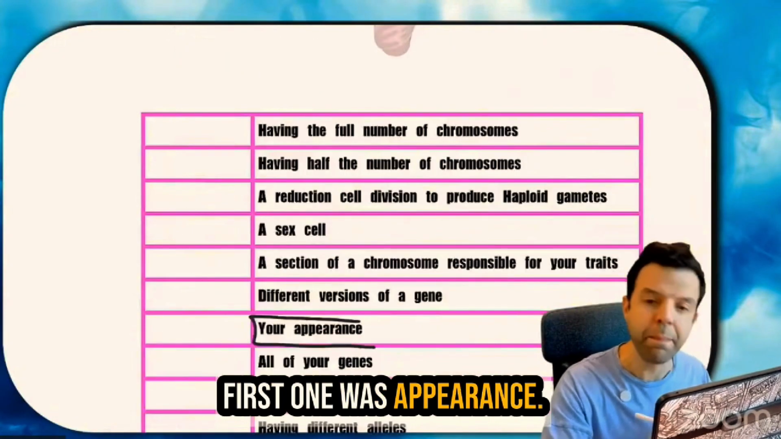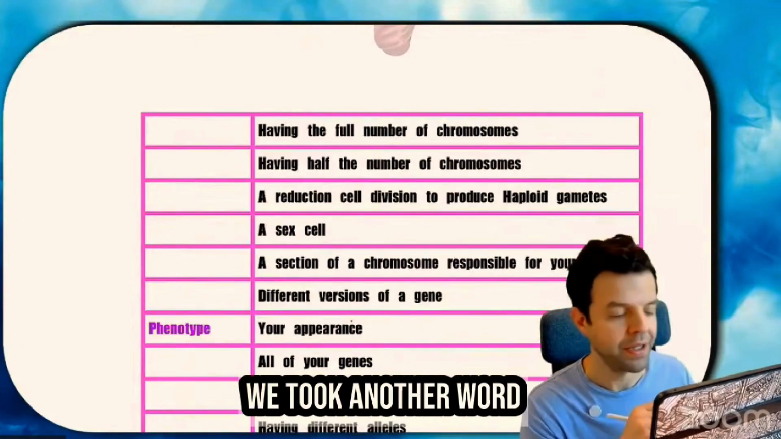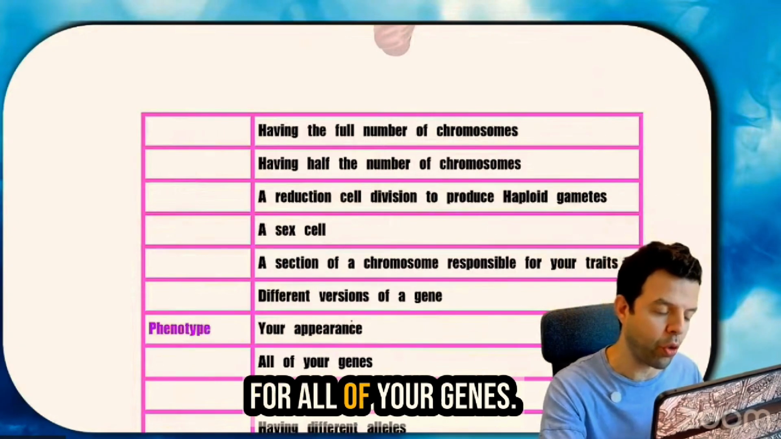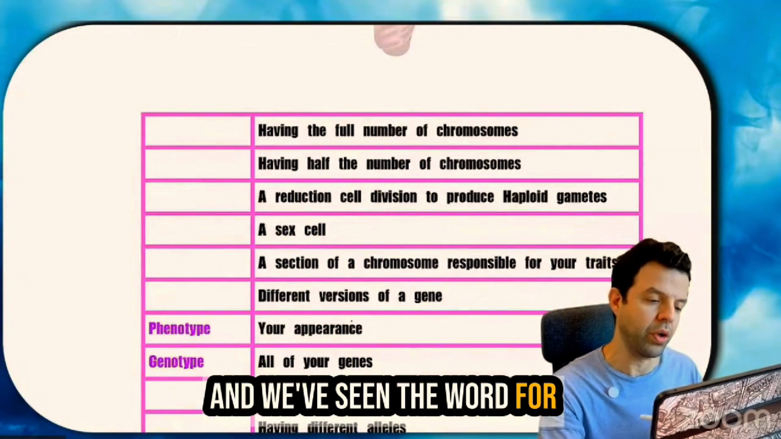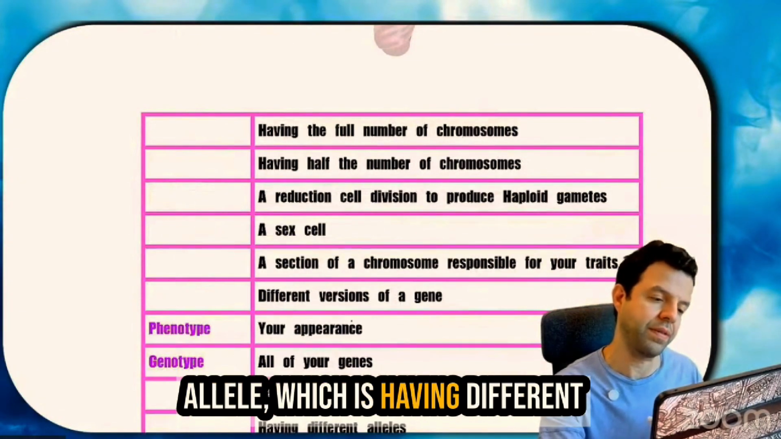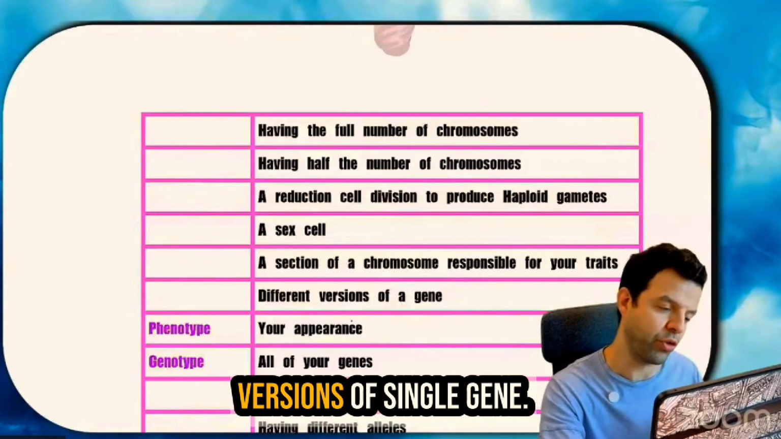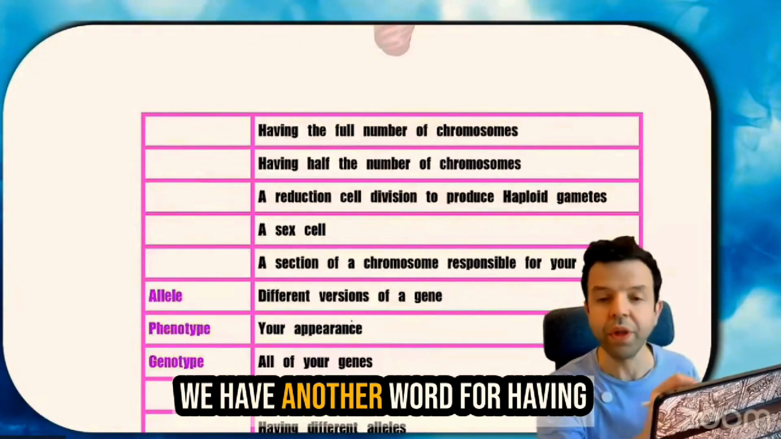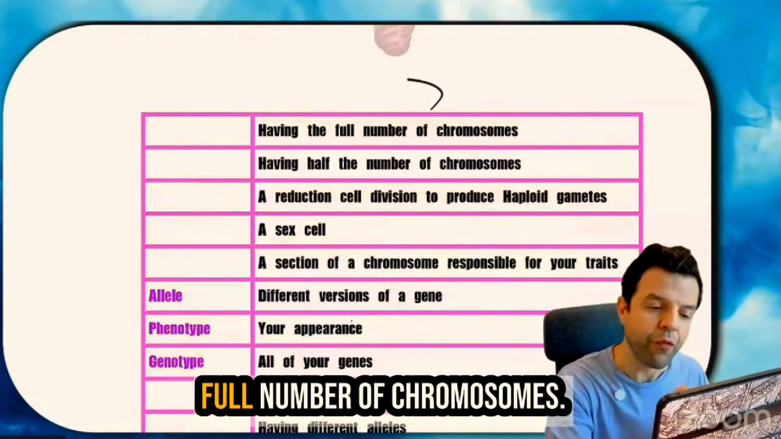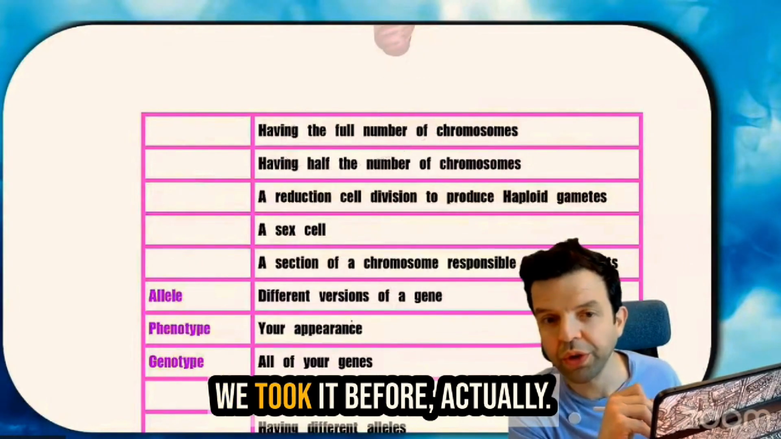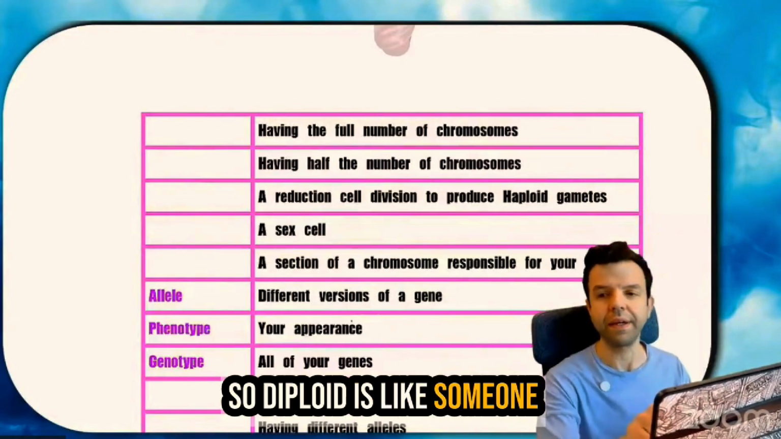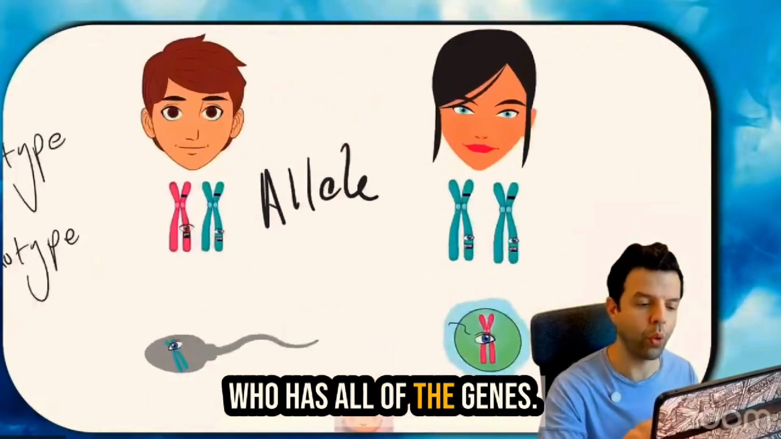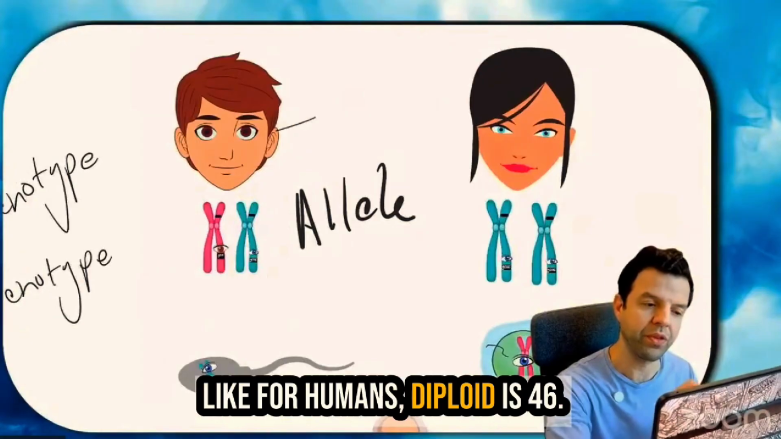First one was appearance. We took another word for all of your genes. We called it genotype. And we've seen the word allele, which is having different versions of a single gene. We have another word for having the full number of chromosomes. We took it before, actually. This one is called diploid. So diploid is someone who has all of the chromosomes, like for humans, diploid is 46.